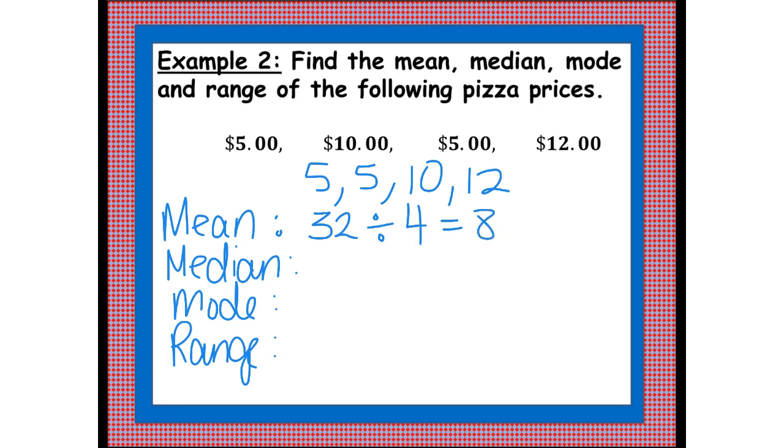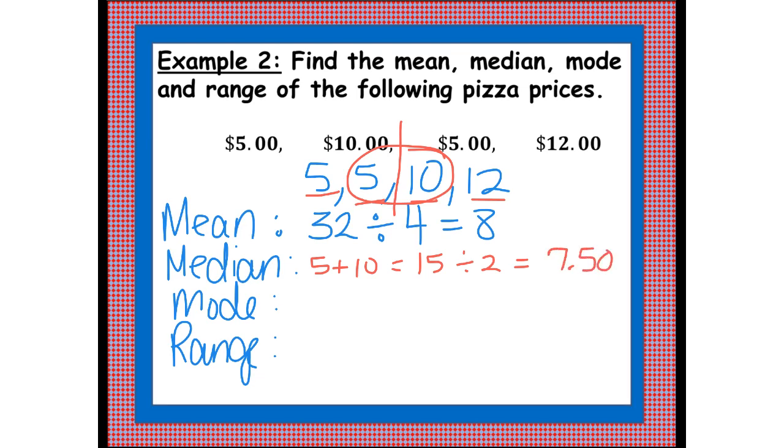The median, here and here, here and here, well, there's 2 numbers in the middle. So I have to think to myself, what's halfway between 5 and 10? And so the easiest way to do that, if you don't know it in your head, is to add those 2 numbers together. 5 plus 10 equals 15, and then divide that by 2, and I get 7.5, or in this case, $7.50, since it's money.